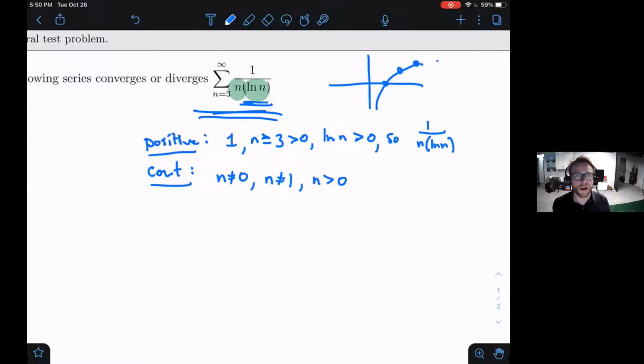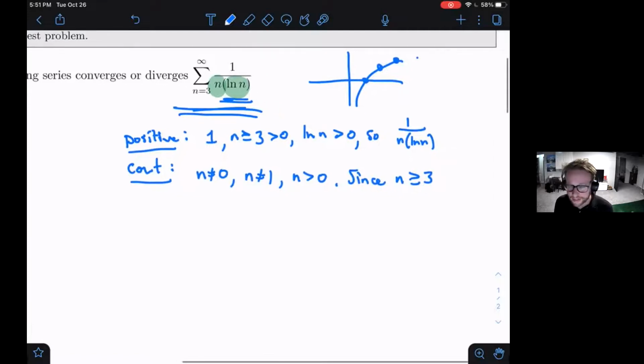So in particular, from 3 to infinity, which is of course what we're interested in, we're summing up, plugging in 3, 4, 5, 6, 7, 8, and so on and so forth. It's going to be continuous everywhere except at these places here. So I'll just say, since n is greater than or equal to 3, it's continuous on the entire interval.